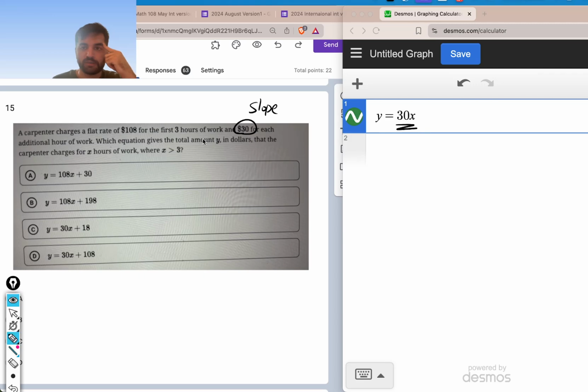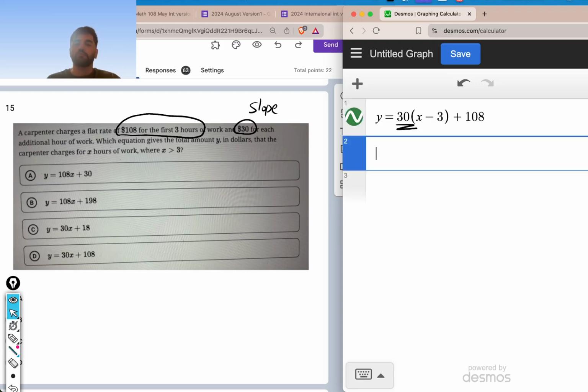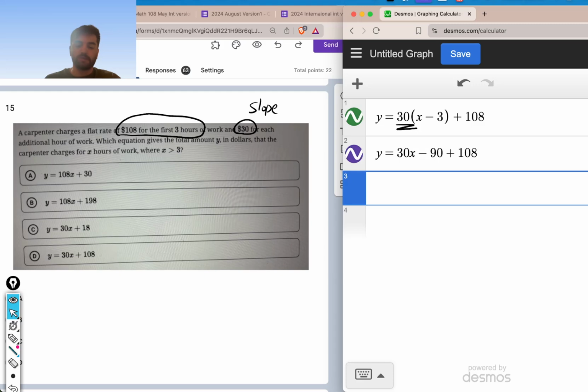Like this. And because it says that for the first 3 hours it is 108, you have to write it like that. Plus 108, but minus 3 from x. Then you have to do simplification here, and we will get the answer of C. Any question from here?